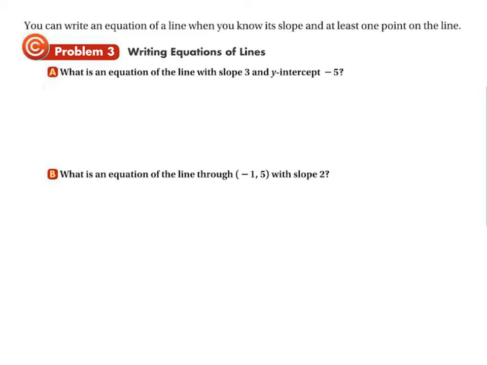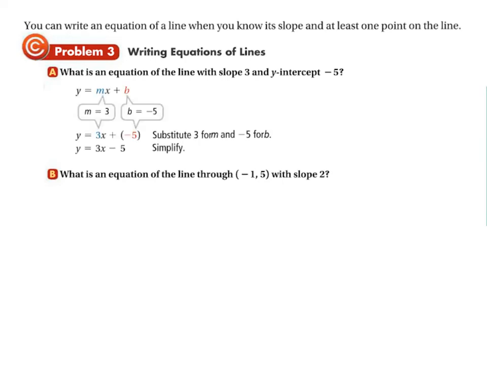All right, we're going to write equations now, and which form you use depends on what you're given. You can write an equation of a line when you know its slope and at least one point on the line. And fun fact, the y-intercept is a point. It's just that we're going to use it in a different way. What is the equation of the line with slope 3 and y-intercept -5? Well, look at what we've got. We've got slope and we've got y-intercept. So we will use slope-intercept form. The slope goes there, the intercept goes there, and we resolve this plus a -5 to just say -5. And that's the equation.